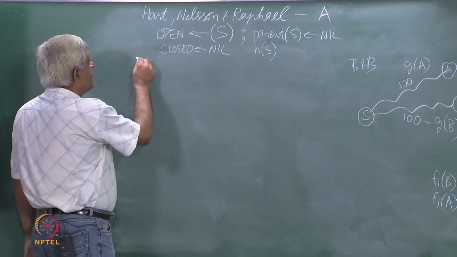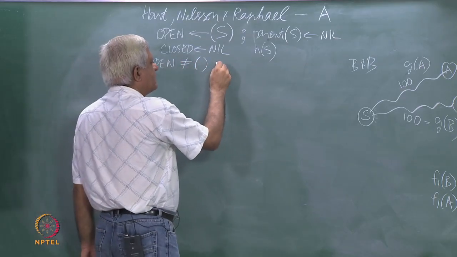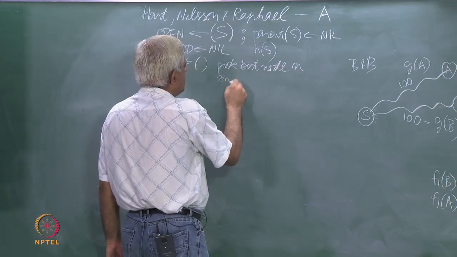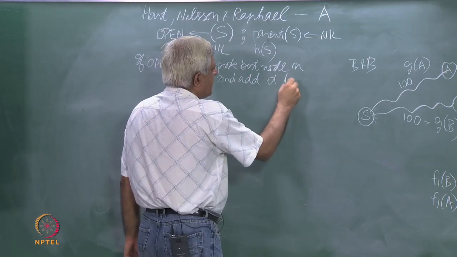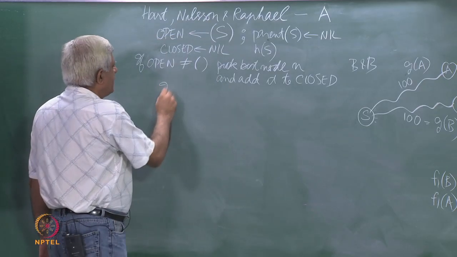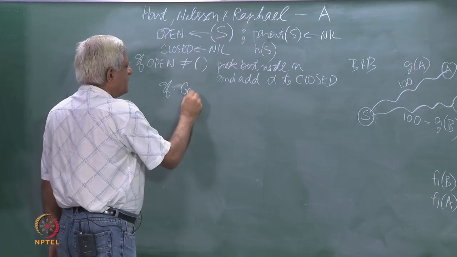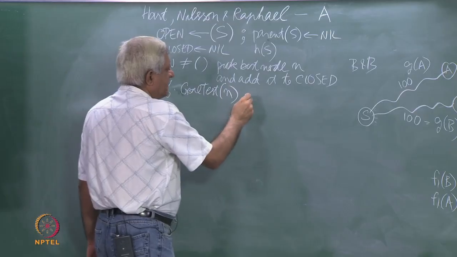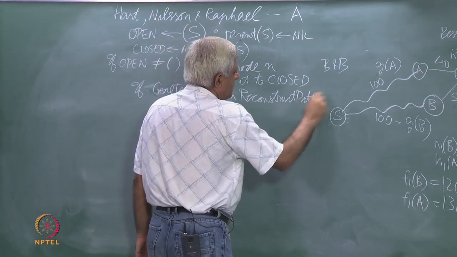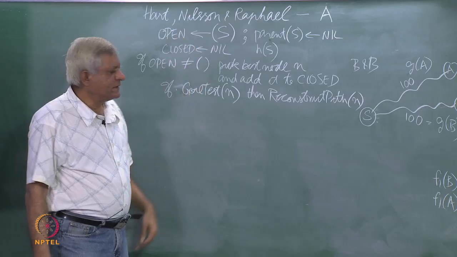So, as before, if open is not equal to nil, pick best node n and add it to closed. I will just write it as an outline. I want to focus on the part of what you do with this node n. So, if I use the older terminology, if goal test n, then reconstruct path n. We assume that we can trace back the path and reconstruct the path, and all that is very similar to what we did in the earlier search algorithms.